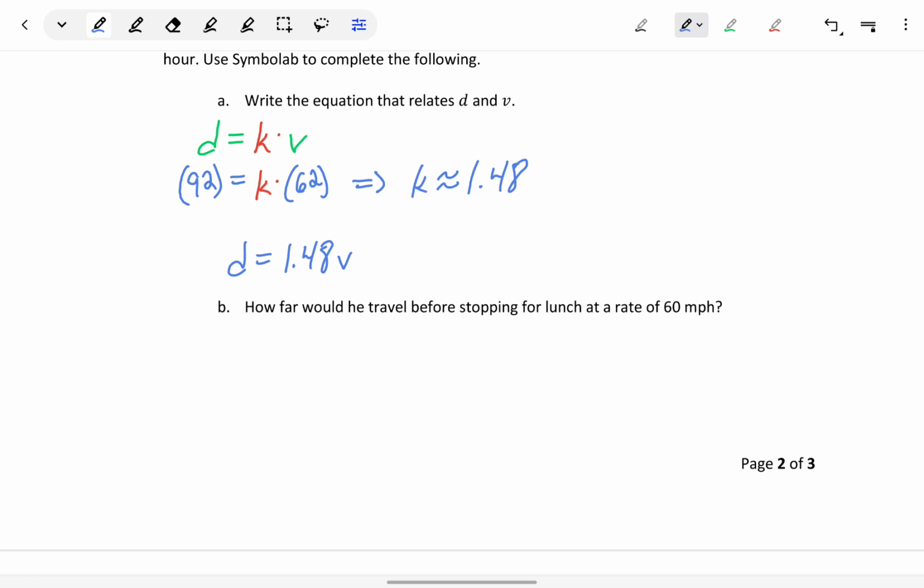Now in part B, we can use that formula we just created to determine how far would he travel before stopping for lunch at a rate of 60 miles an hour. In this case, we would just take our value for speed, our value for v, and plug it into this model, and then find d, which in this case is just a multiplication step, and this would give us 88.8 miles. So at a speed of 60 miles an hour, he'll travel about 88.8 miles before he would stop for lunch.